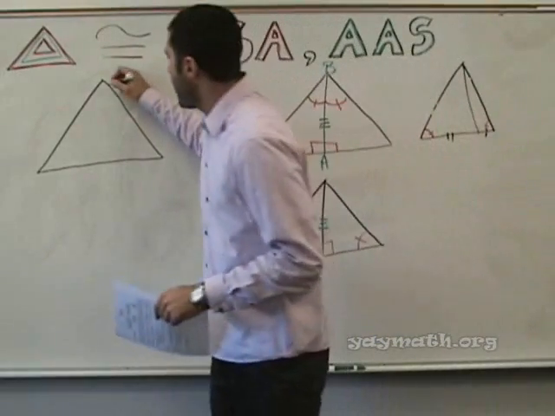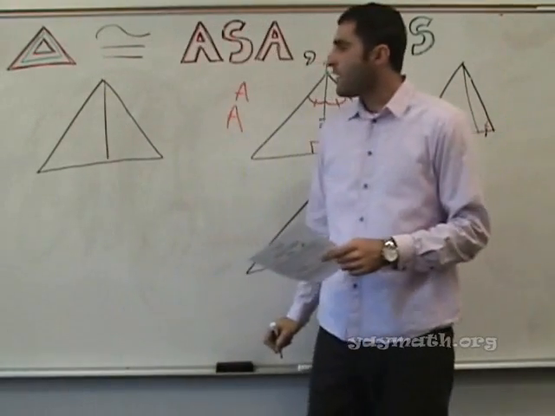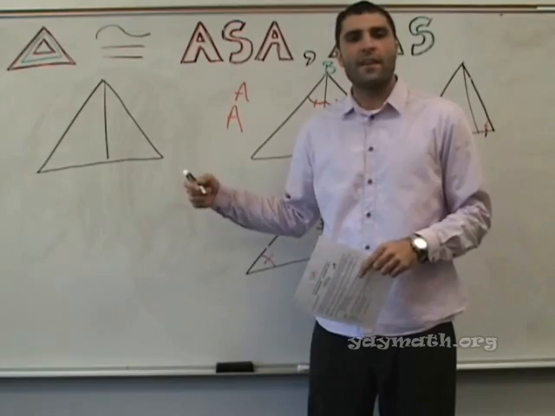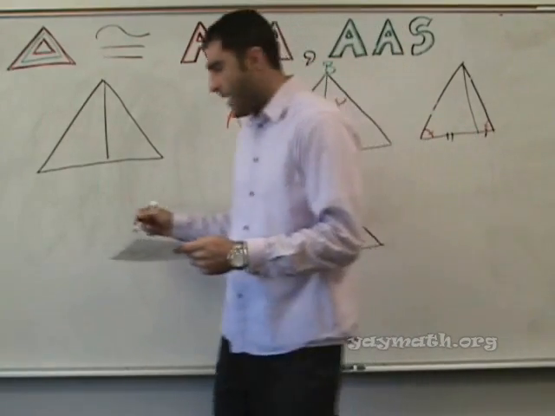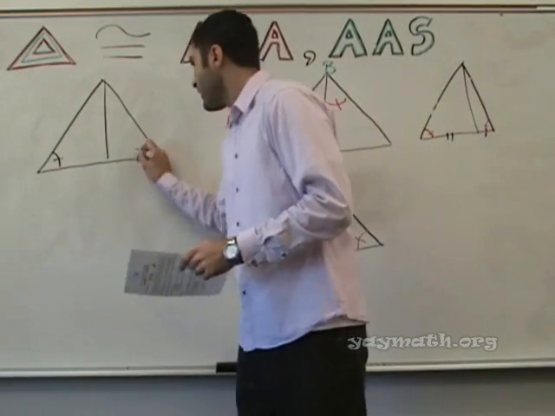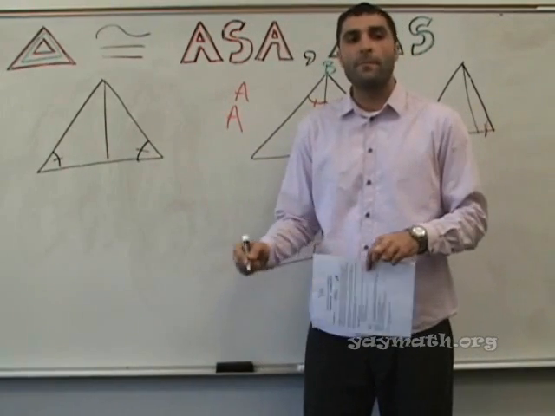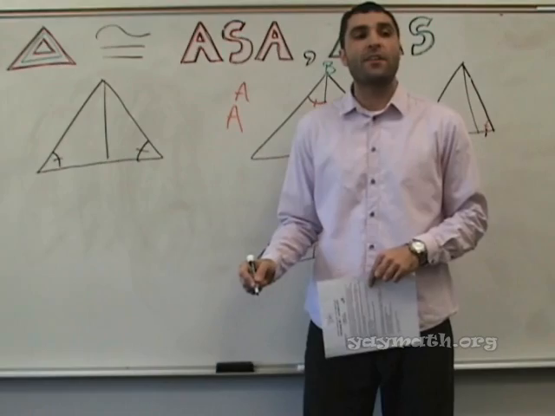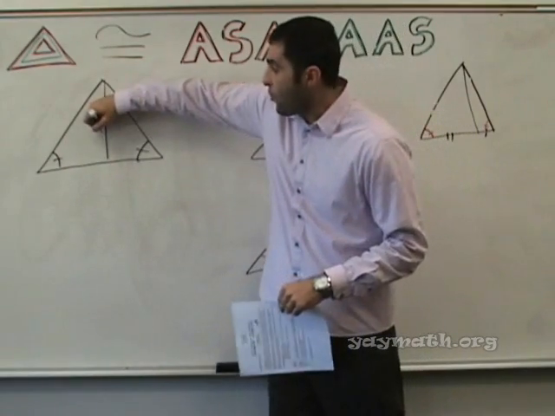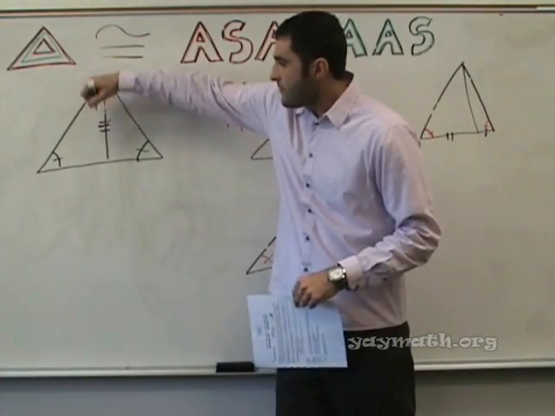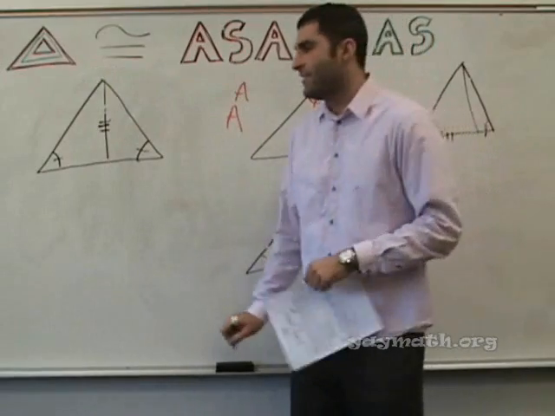All right, let's do back to back. And now, are these triangles congruent? No, not yet. What about now, are they congruent? Not yet. What else can we assume? That middle line. Middle line, what's that property called? Reflexive.